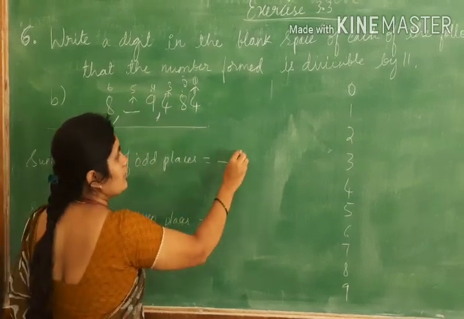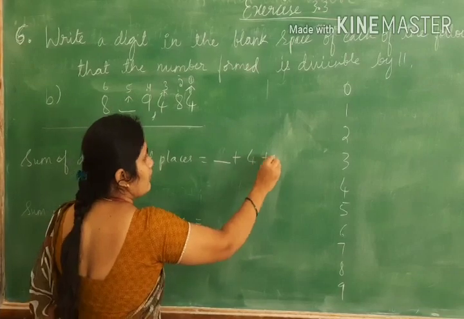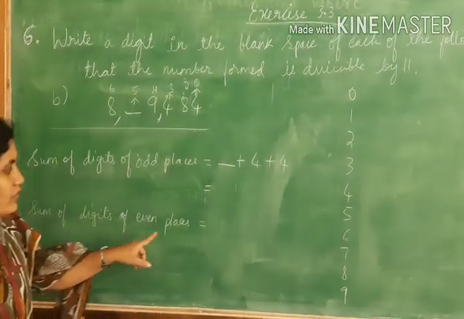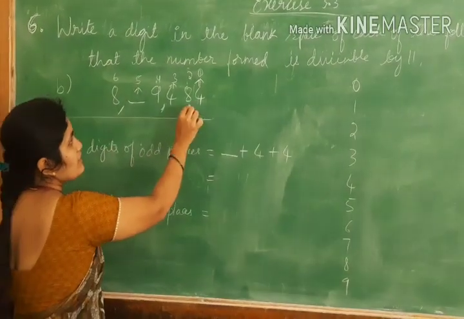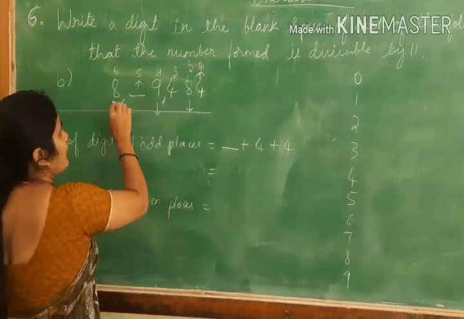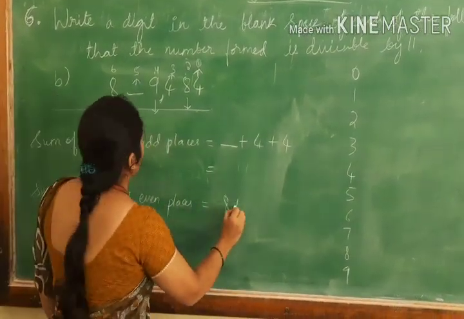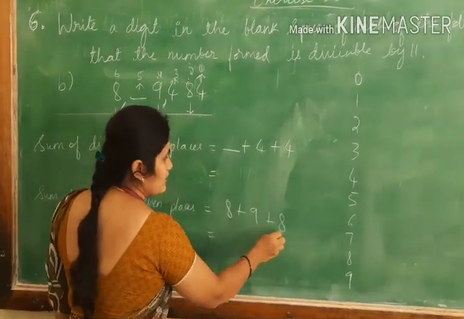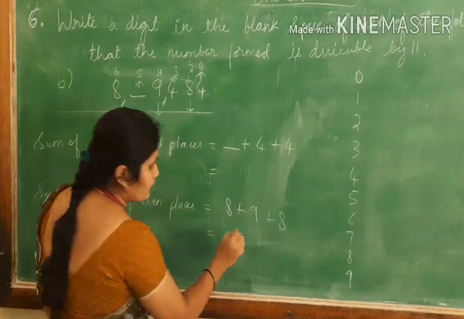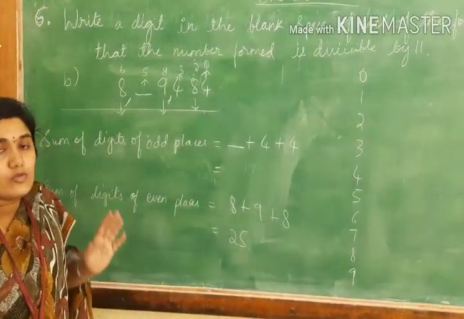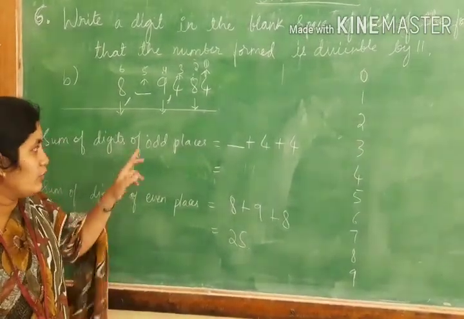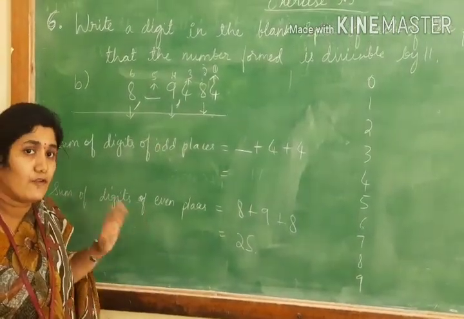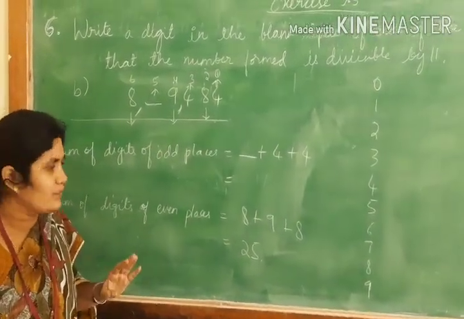That is dash plus 4 plus 4. Now sum of digits at even places. Even places are second, fourth and sixth place. That is 8 plus 9 plus 8. This gives you 8 plus 8 is 16, plus 9 is 25. Now according to the rule of divisibility of 11, when you take out the difference of the sum of digits at odd places and even places, the difference should be either 0 or 11.